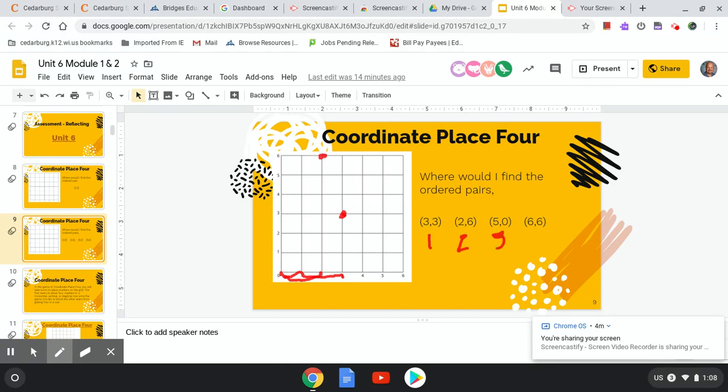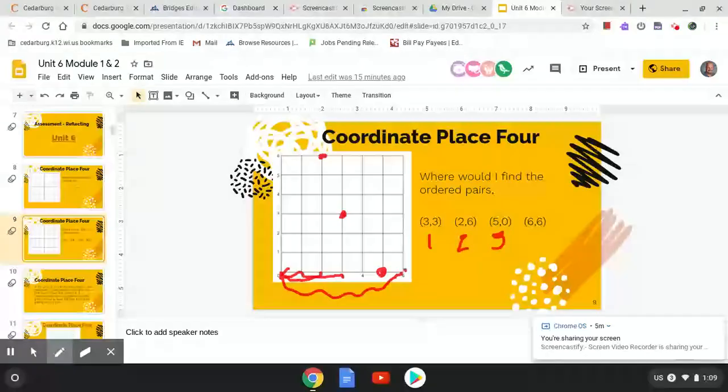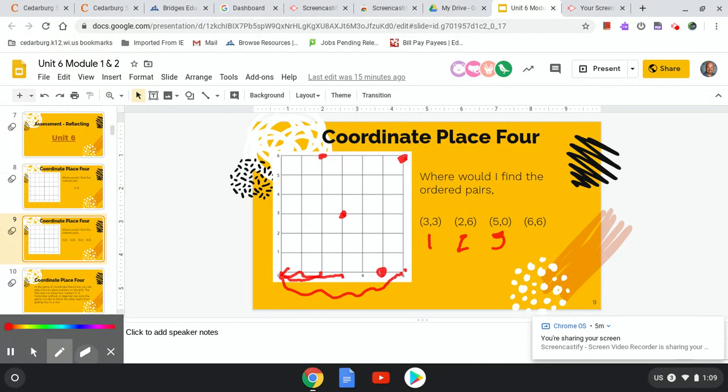My third ordered pair is 5, 0. So I have to first go over 5, and 0 means I don't even move it up vertically. So I will just leave my number right there. And my last ordered pair is 6, 6. So that means I have to move 6 to the right. So I got to come all the way down over here, and then I got to go 6 up, which puts me up here in the top corner. Is that where you thought everything would go? I bet you did. Nice job.